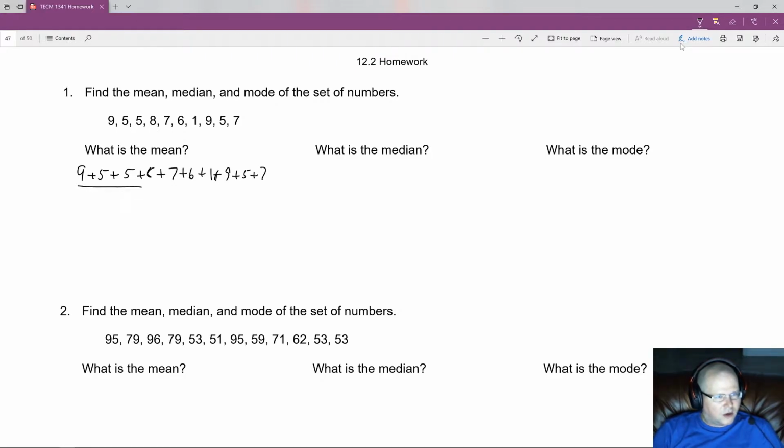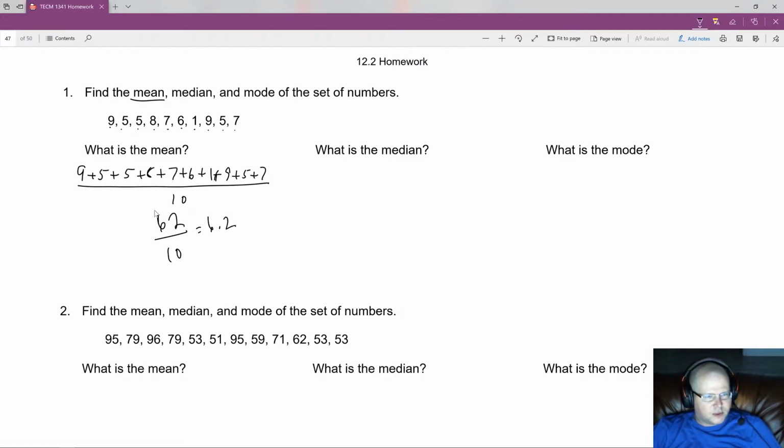So we add all these numbers together, and then we take the simple mean, which means we say there's 1, 2, 3, 4, 5, 6, 7, 8, 9, 10 numbers. So we add all those numbers together and we divide by 10. And when we add all these together, we get 62. We divide by 10, and that gives me 6.2.